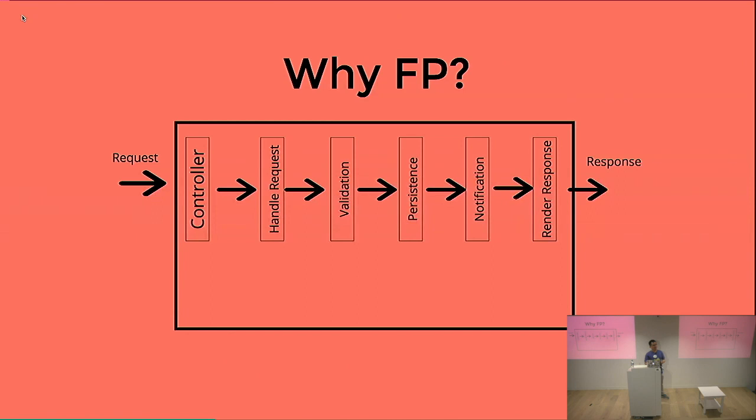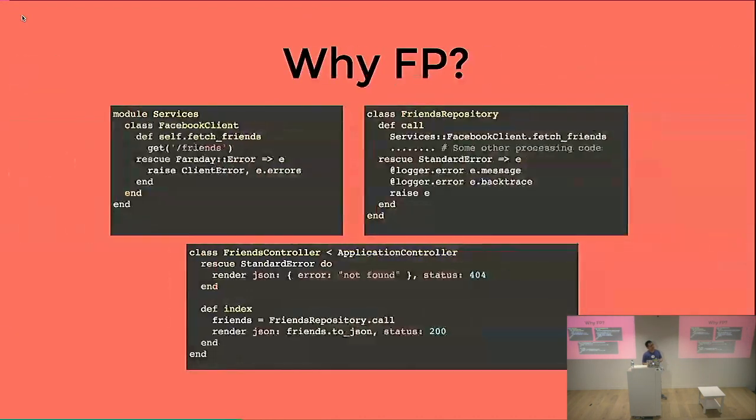To me, I'm a visual person, and this is how I visualize what happens when we build a web application. You have a request that comes in and goes through the controller all the way, and then you get a response back. And then at work, one day I saw this kind of code. For example, I have a client that goes and fetches something, let's say from Facebook, and then it rescues an error and then raises another exception. And I have another piece of code that needs to log the error message. So it rescues the error and then logs another error message. And I have an application controller that will then rescue the exception and then render the 404 page.